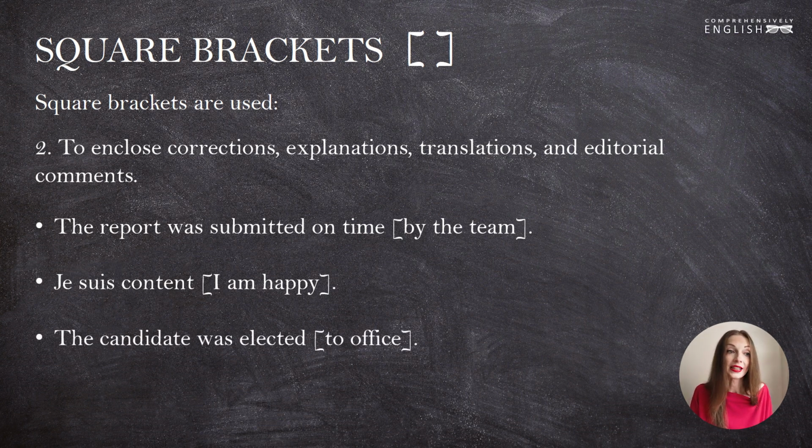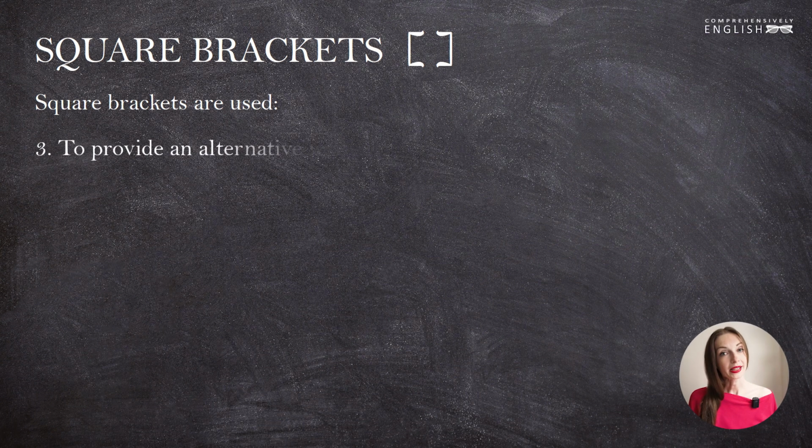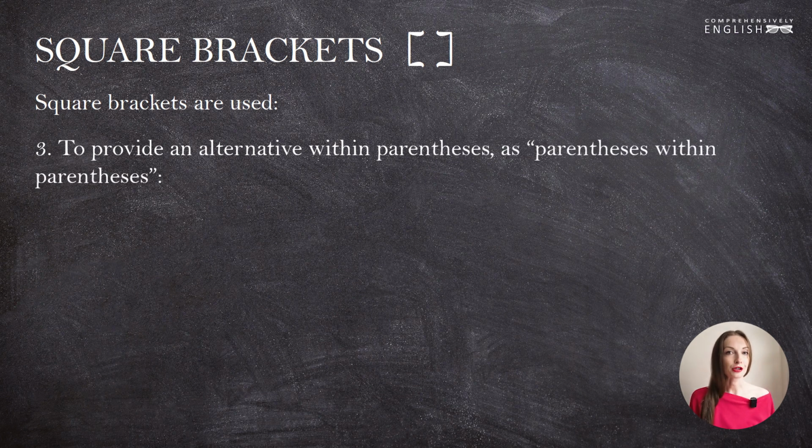The candidate was elected to office. In this editorial comment, we see that the editor wanted to add some clarification to the context. The candidate was elected to office, right? Square brackets can also be used to provide alternative within parentheses, as parenthesis within parenthesis.